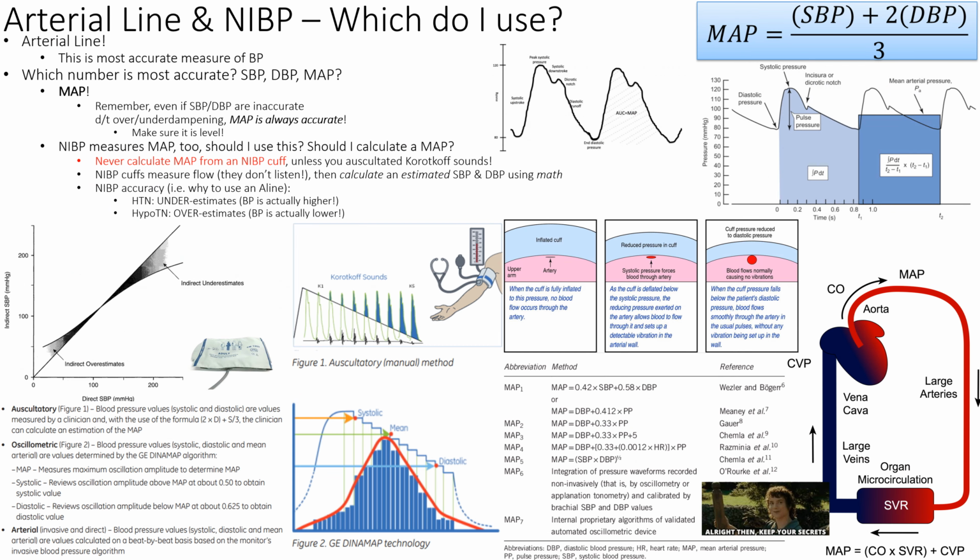Okay, so which one do I use? My NIBP or my A-line? My NIBP gives a better blood pressure, so I must use the NIBP, right? That's the one I should use. That's a better pressure. I like that. I'm going to use that one. That's the wrong thing to do. The right thing to do is always use the A-line.